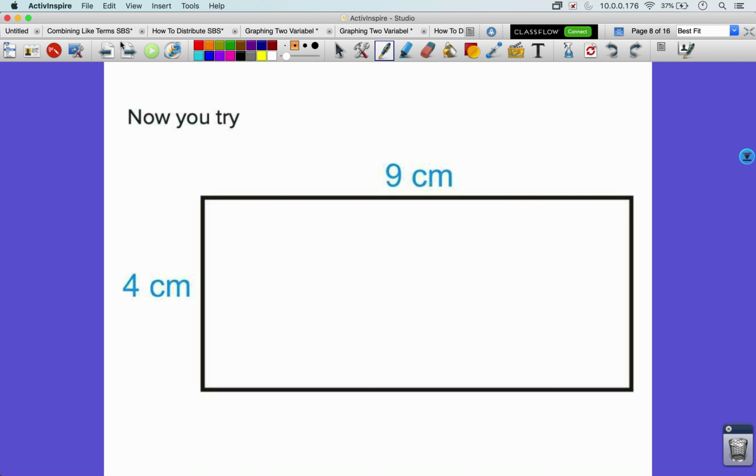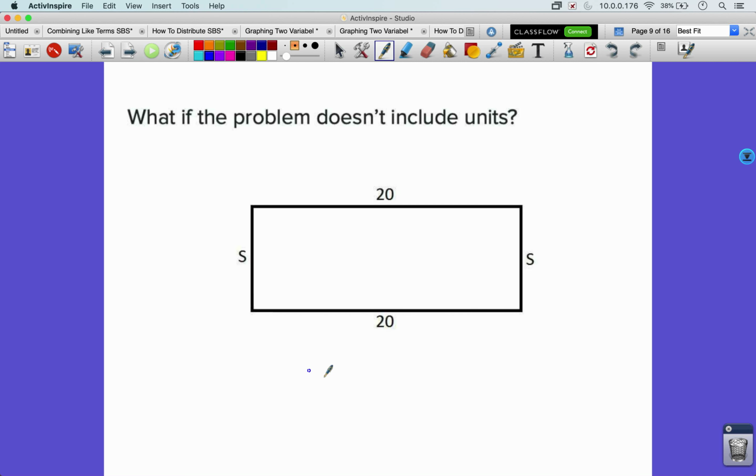All right, pause the video, try this one. Did you get 36 centimeters squared? Remember to put a little 2 there, hopefully.